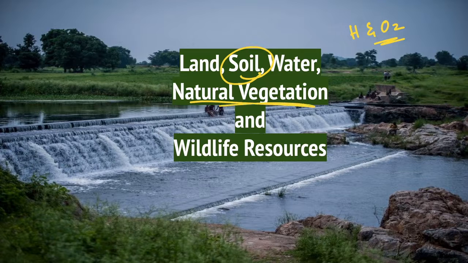Natural vegetation refers to a plant community which has grown naturally without human aid and has been left undisturbed by humans for a long time. Therefore, the cultivated crops, the fruits and the vegetables which we grow are not a part of natural vegetation.